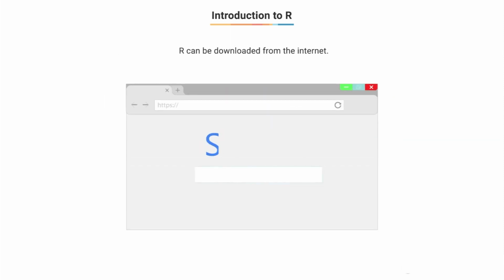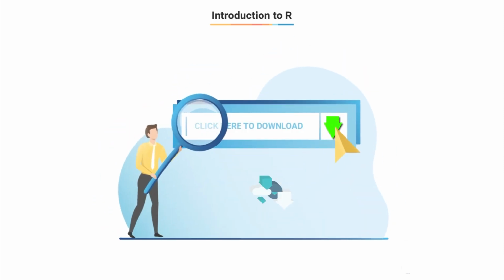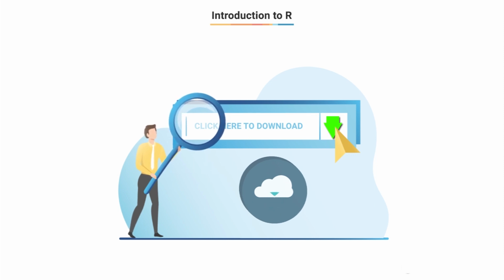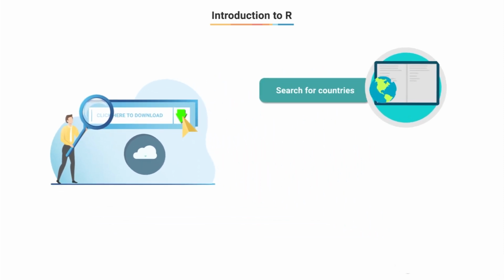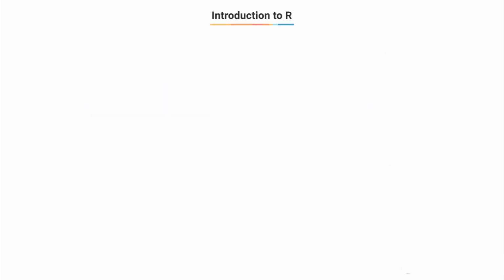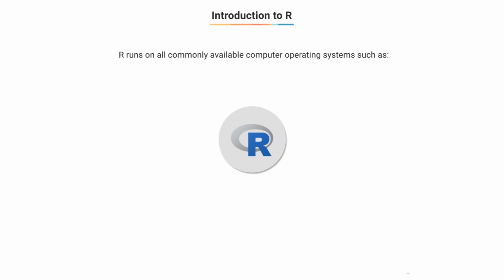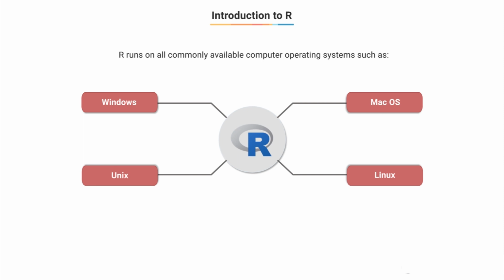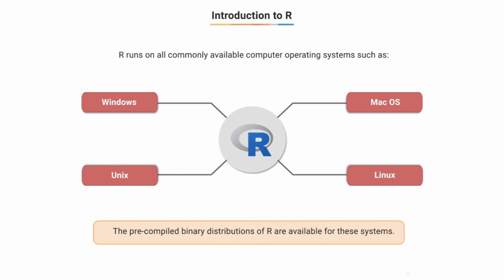The best way to obtain R is by downloading it from the internet by simply looking for R project. And as we'll see, by simply clicking on the relevant web page to download, it will mention all the countries' names and their corresponding CRAN packages. We can check the link for India as well. On this link provided, we can download R. We can download the latest version available. R runs under all the commonly available computer operating systems like Windows, Mac OS, Linux, and Unix. And precompiled binary distributions of R are available for these systems.